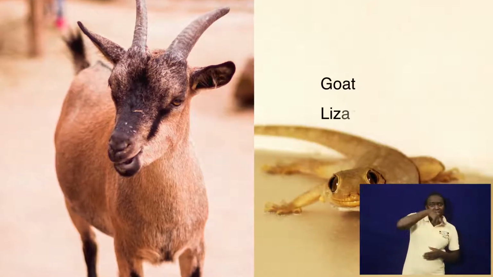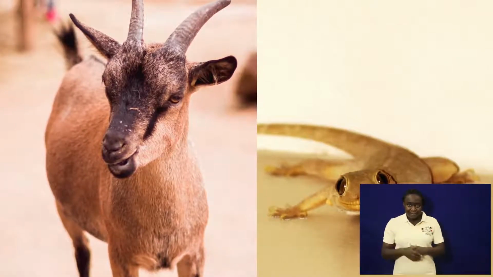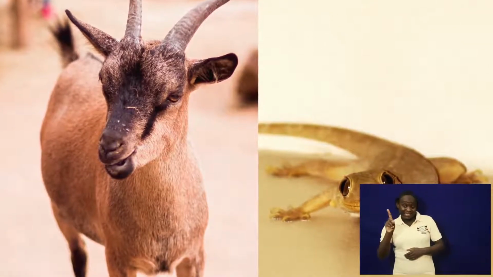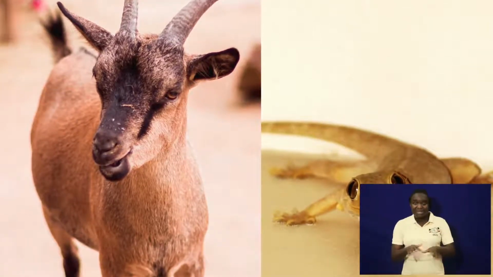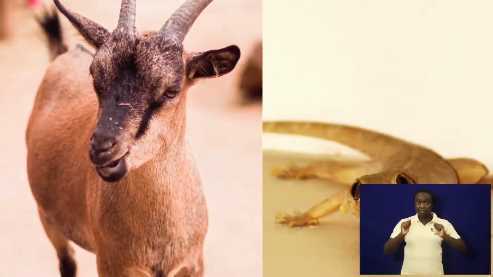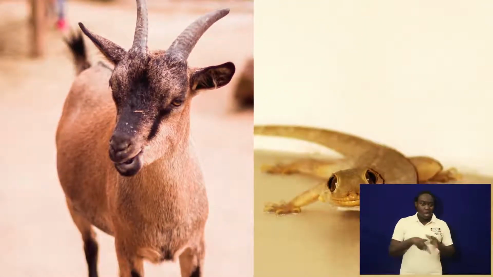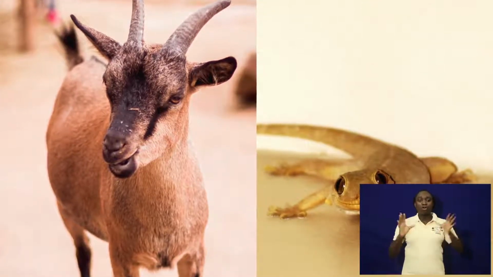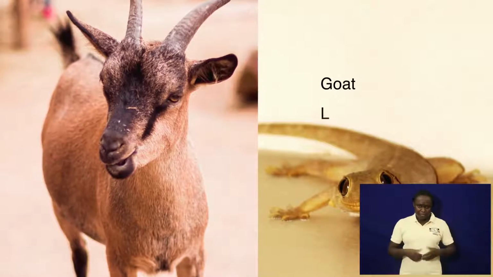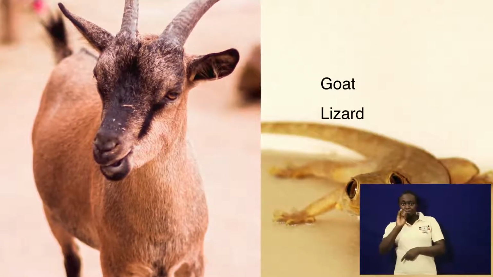Let's try to compare a goat and a lizard, for instance. You know, in science, anything that moves on its own from one place to another is an animal. A lizard, a snail, a worm, and so on. All these in science are animals. So let's compare a goat and a lizard. Think of the different ways they move.